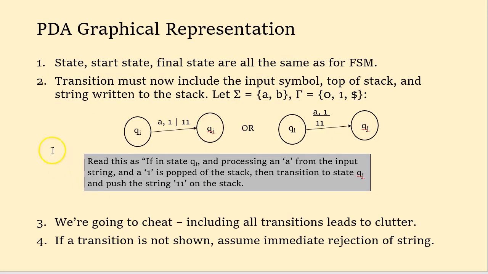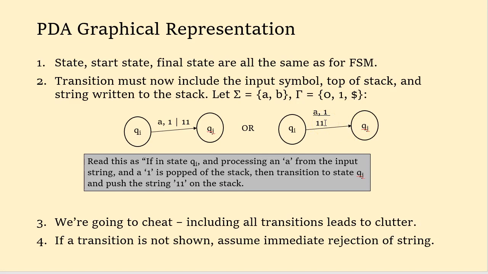How does this look graphically? Everything looks the same as the finite state machine, with the following exception. The transitions look a little bit different because instead of just having the input symbol, I have the input symbol and the stack symbol. That's what triggers the transition. And in addition to the transition, I have to tell you what to push back on the stack. So I'm telling you that this string pushes back on the stack. I'm not going to be too concerned about how it's written. So what is this saying? This is saying in QI, if I have an A and there's a 1 on top of the stack, then go to QJ and put 1, 1 back onto the stack.